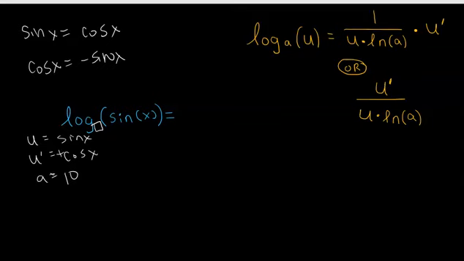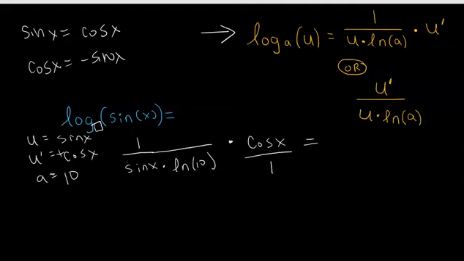So let's try to put it all together. I have 1 in the numerator. I'm getting that from this formula right here. 1 in the numerator. The u is sine x times ln 10, right? Perfect. Times the derivative, which is cosine x.